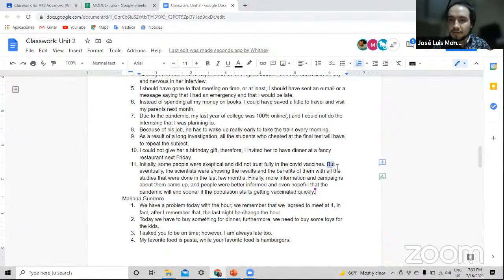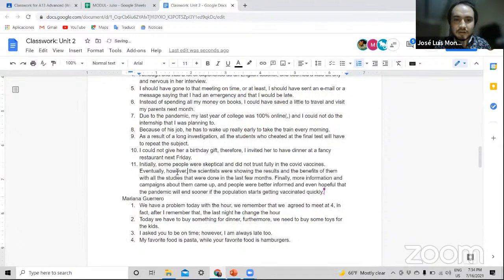All right, so my idea over here would be the following. Let me see if it's going to work. So you can say eventually, then interrupter, however, the scientists were showing the results and the benefits of them, right, with all the blah, blah, blah, and you continue with the idea until the period. Then you have the finally, which is working very well over there, but that's my advice. I don't know if you have any questions or comments related to that information, Melissa. Let me know, please.